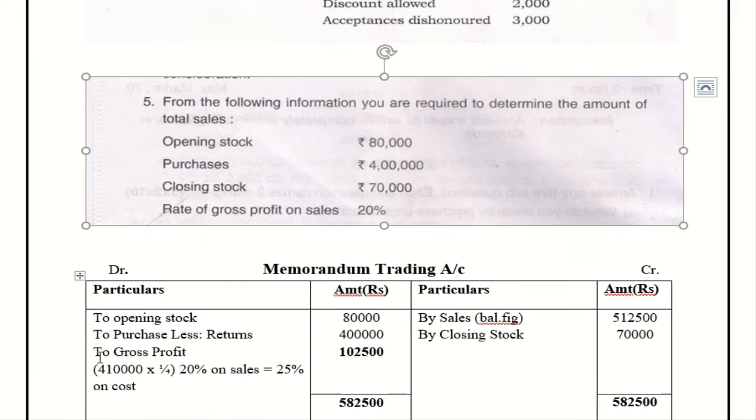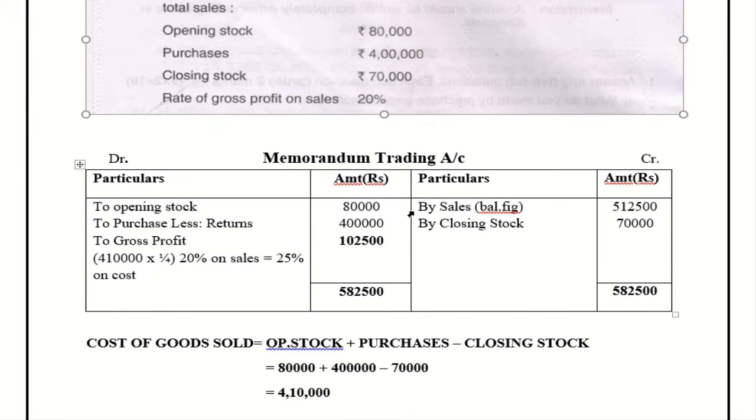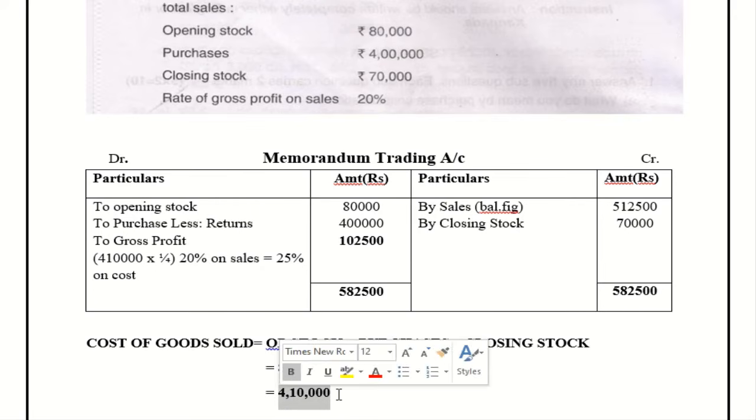Now, to calculate gross profit, we need an amount, but here they have not given sales or cost. Then we need to apply a simple formula. Cost of goods sold equals opening stock plus purchases minus closing stock. Based on the information, opening stock is 80,000, purchases 4 lakh, minus closing stock 70,000. The balance is 4 lakh 10,000. This is the total cost.